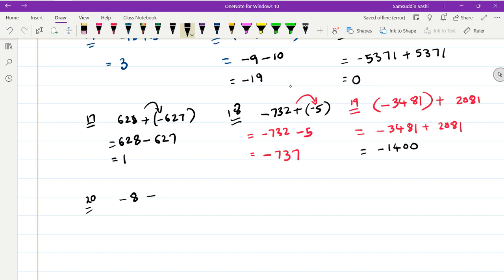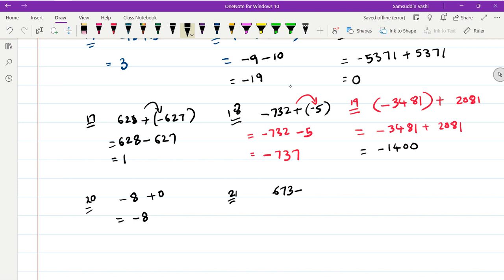Okay, 19, then 20, negative 8. I was in debt. I did not borrow. I did not pay back. That's 0. Right? So will it change my financial situation? No. So I'm still in debt of 8.